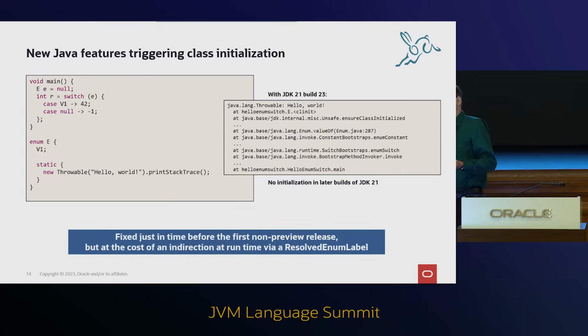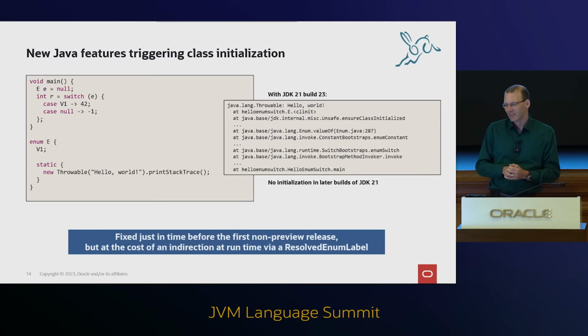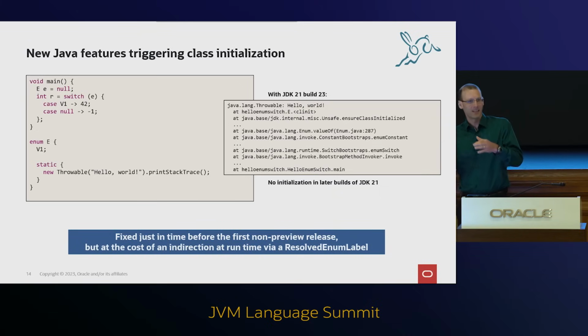So now in Java 21, that thing is fixed. But it comes at a cost. Because the bootstrap method, which is supposed to do things to bootstrap this enum switch, actually cannot do most of its work, because it can only generate one data structure that stores another resolved enum label object that then lazily materializes the enum.